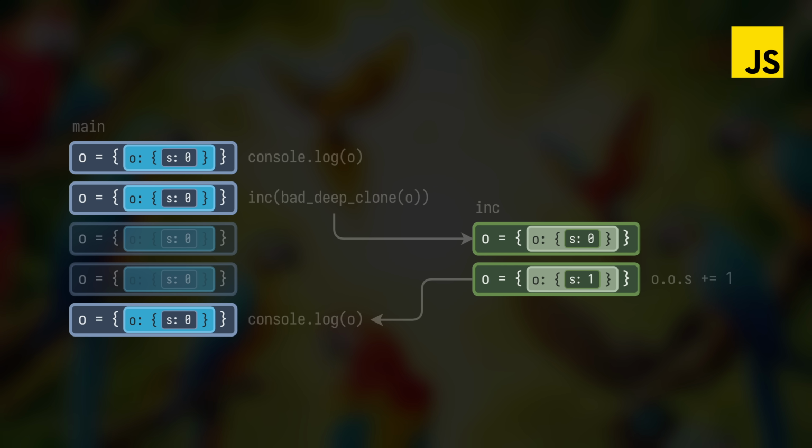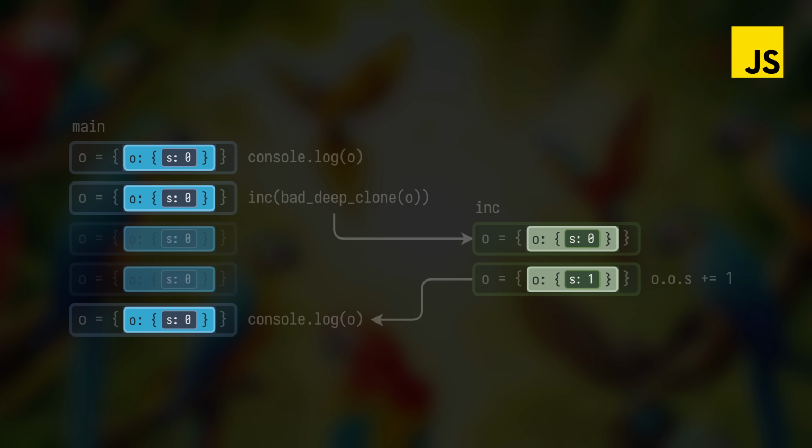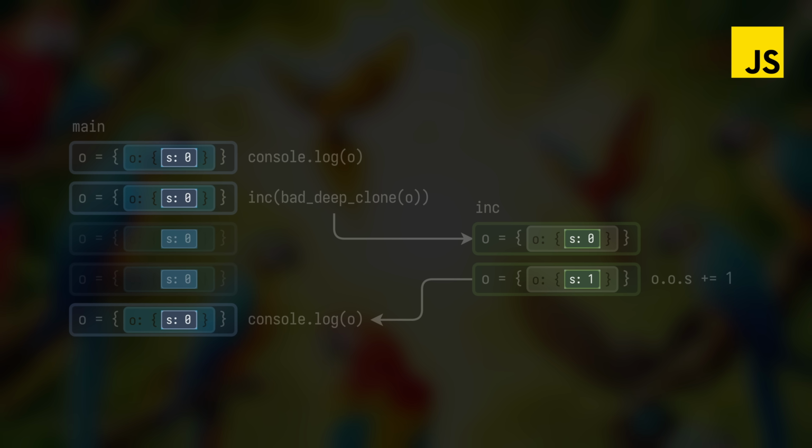But you know my JavaScript's bad deep clone function from earlier? I've been wondering why I used JSON.parse for it. The answer is in the name. We need a deep clone, a clone not only of O, but of any objects O might contain, and any objects they might contain, and so on and so forth.